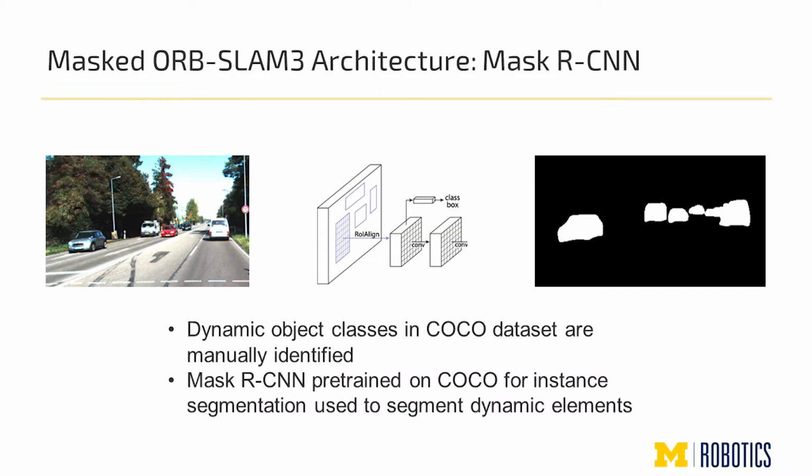The first component in our architecture is a mask RCNN. We manually identified dynamic object classes in the COCO dataset, and then used the mask RCNN pre-trained on this dataset for instance segmentation to segment these dynamic elements.